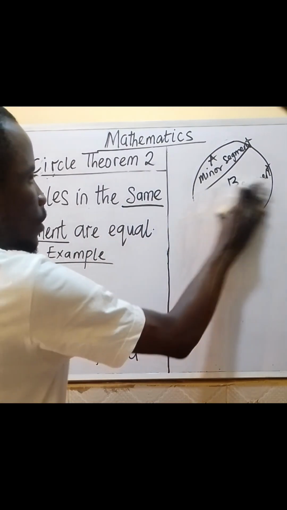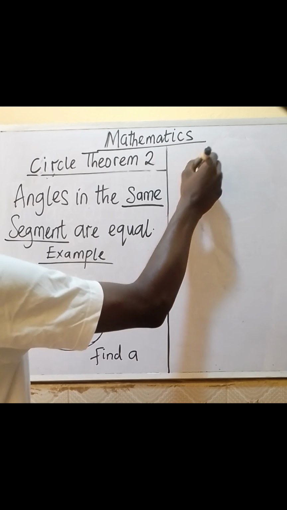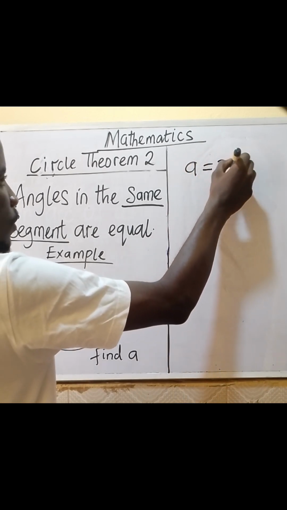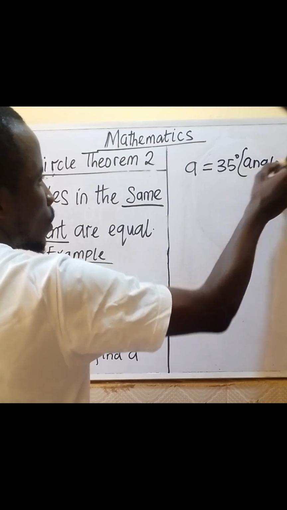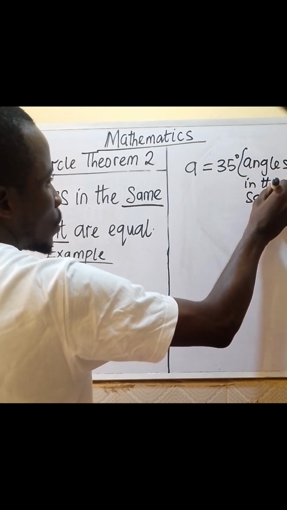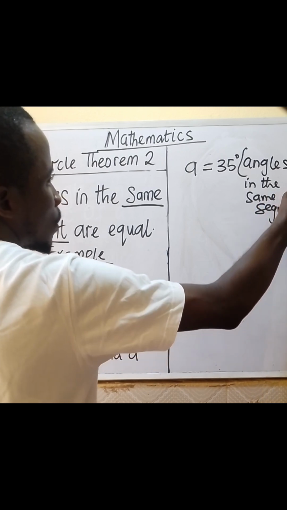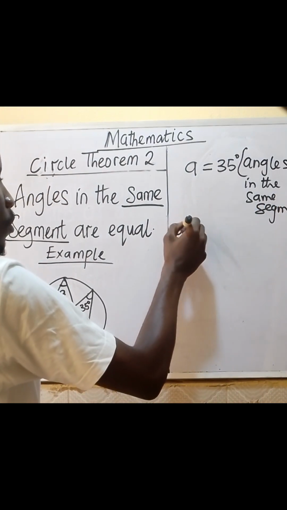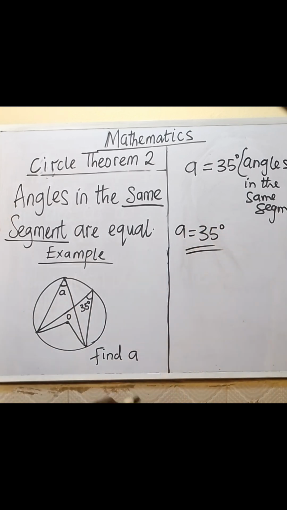So from this particular rule, I can decide to say, my A is equal to what? 35 degrees. What was my reason? Angles in the same what? Segment. So that's my rule. Therefore, my A is equal to what? 35 degrees. Angles in the same segment are equal.